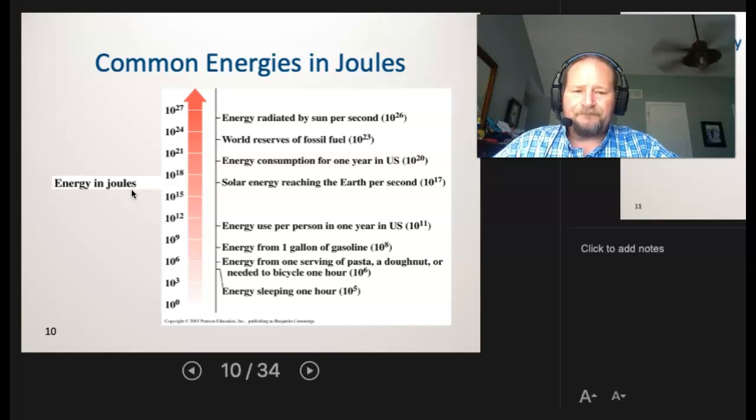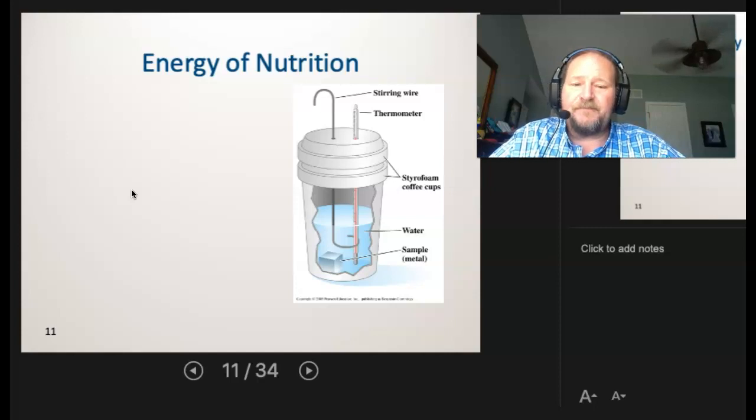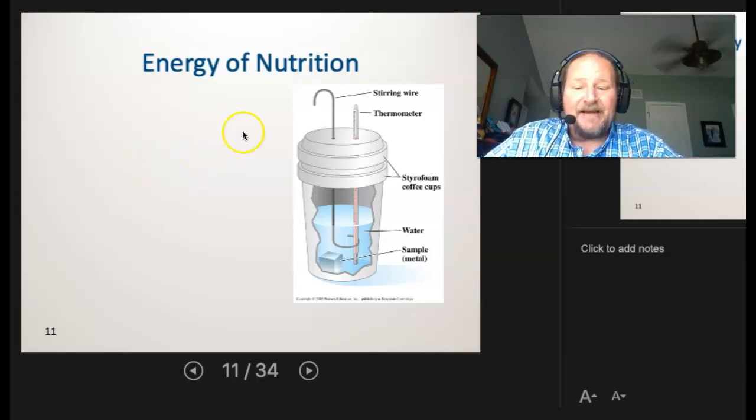Now, how do we keep track of that? Well, we said that what we're going to be focusing on is the heat of the energy and nutrition. So when we look at nutrition, what we have to do then is figure out what the heat transfer is. It's really hard to measure heat, but it's easy to measure temperature. And the temperature is related to the heat, right? It's going to take heat to heat something up. To make the temperature increase, I have to give it heat. So what we can do then is measure temperature change, and then we can relate that to heat.